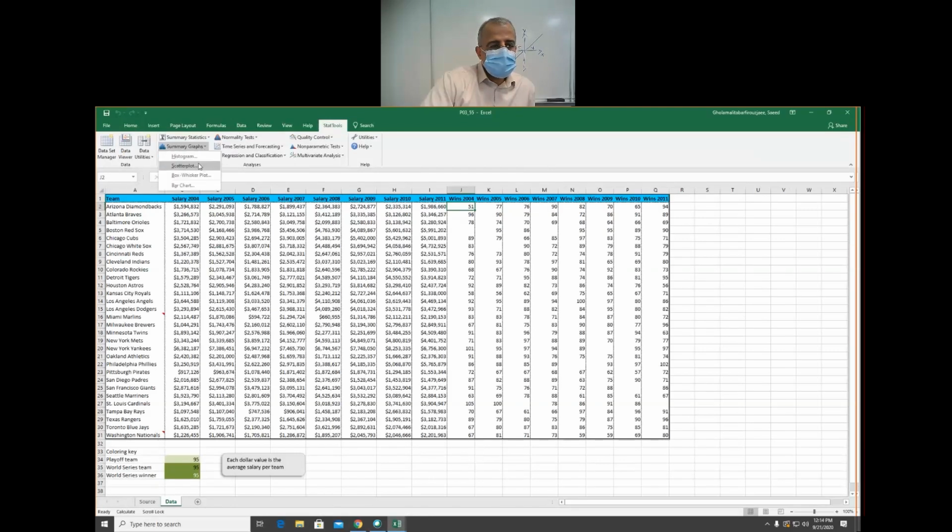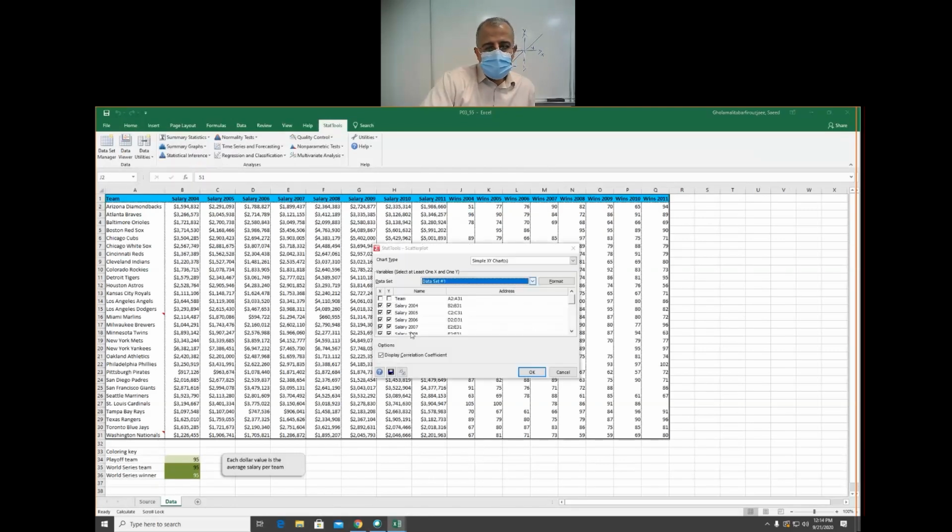And we can check all these relationships one by one between salary in 2004 and number of wins in 2004. Oh, that's right. Salary, and I have to define it as our X. Okay.